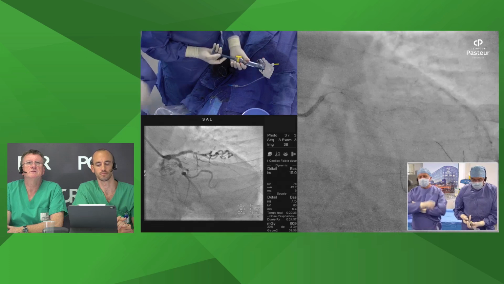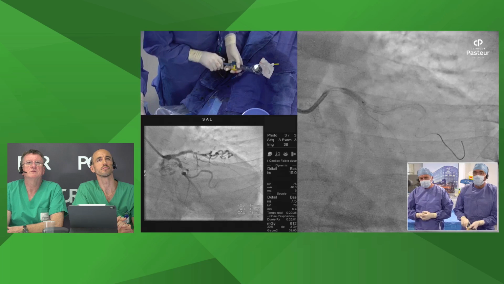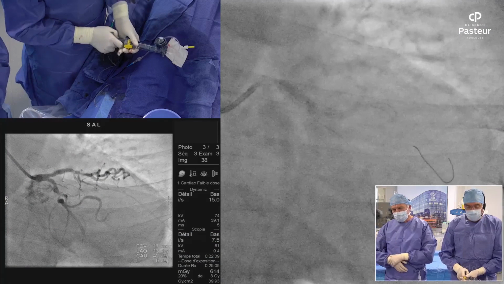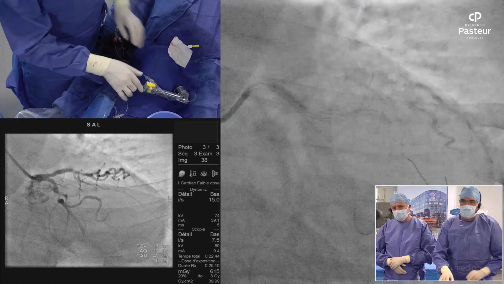So sometimes if you have any concern, any fear about this problem, you can pull back the wire till the radio-opaque part starts at the ostium, and then you just have to pull the end of the balloon and the end of the wire. It's okay.